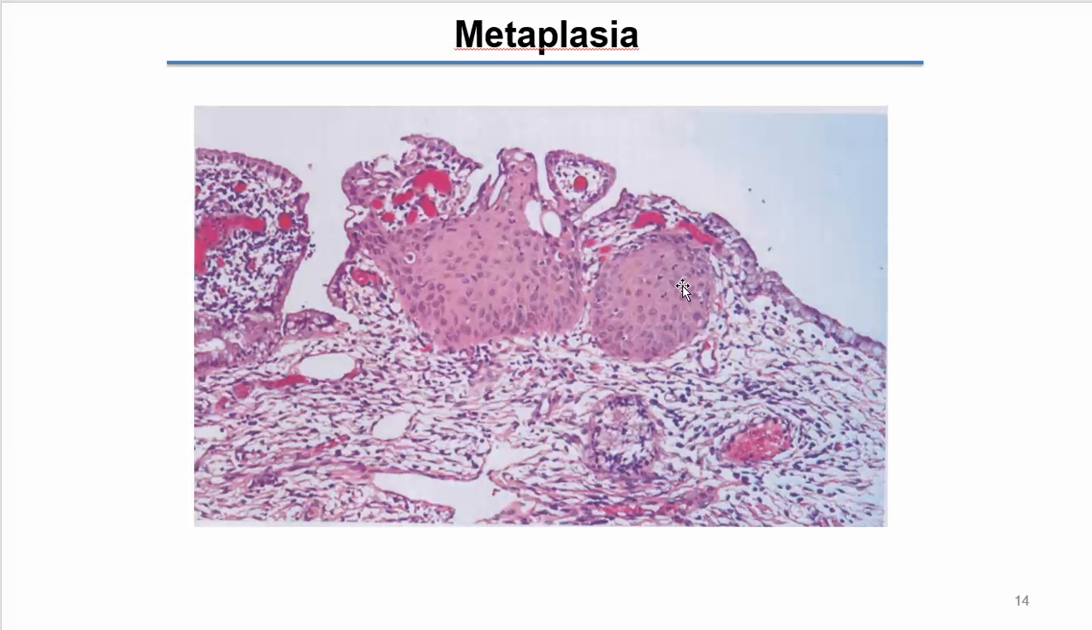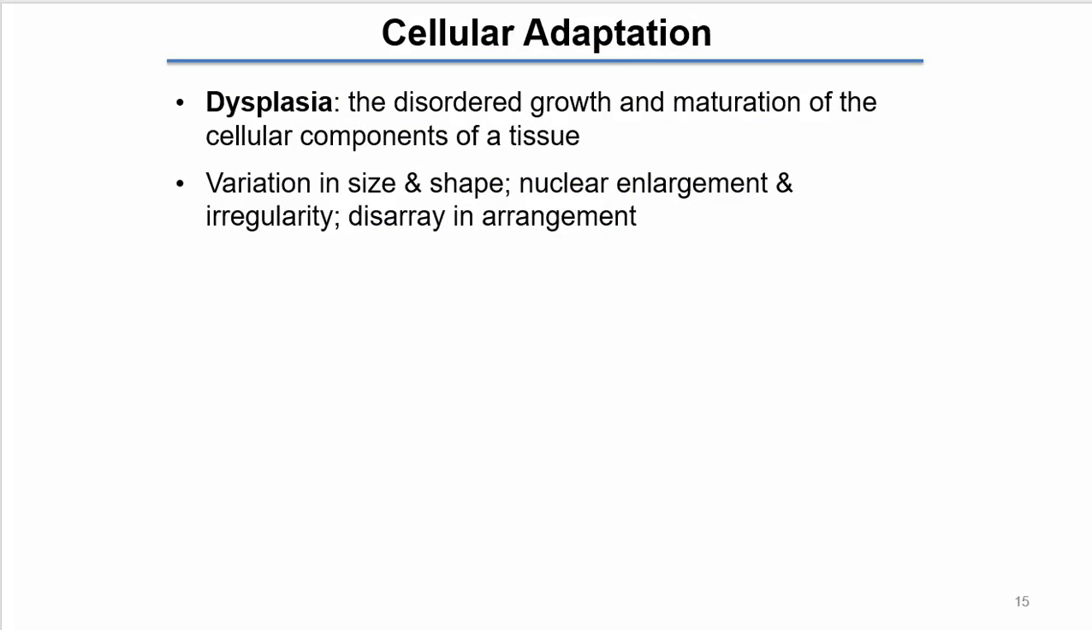However, if the persistent injury increases or stays persistent, then maybe these cells, when they get replaced, will get replaced with cells that look more like this, and this will grow. So this is really the cells responding to changes in the environment and adapting to the new stressors. Now, dysplasia is the next step in this, and this is disordered growth.